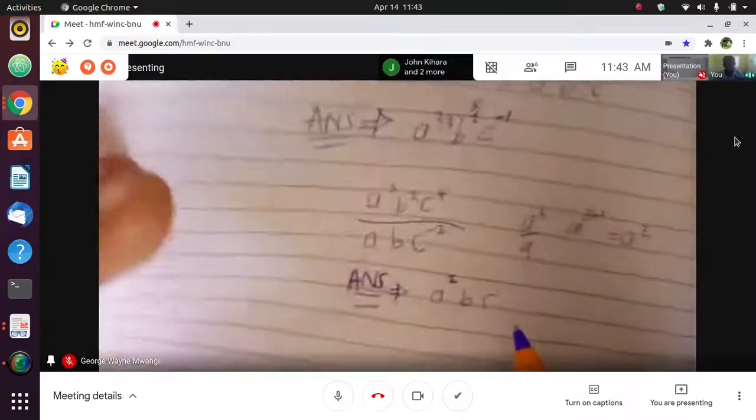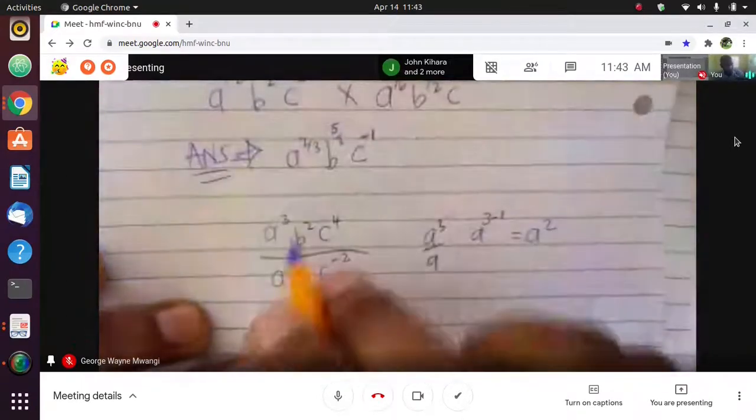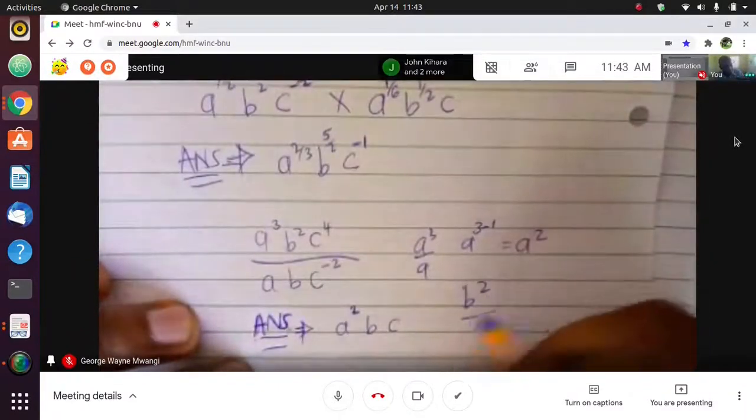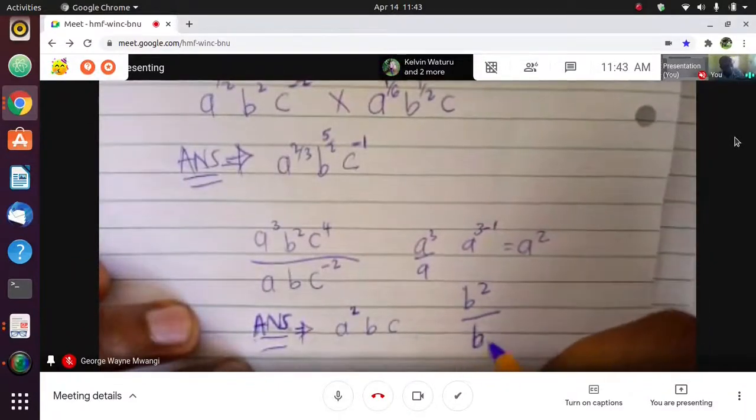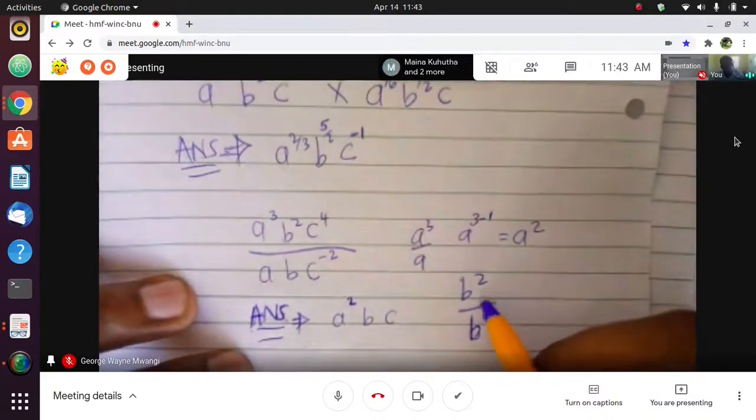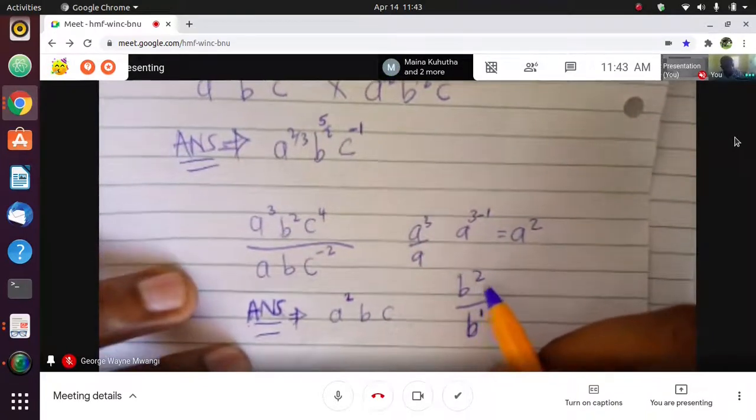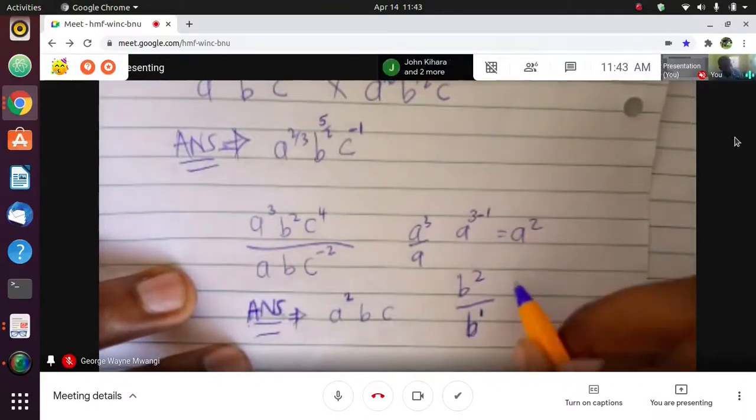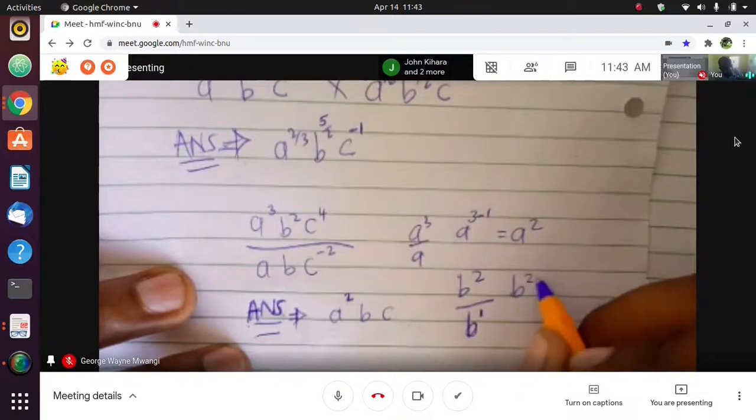So the same as b squared all over b. Remember, this b is b raised to power 1. So when you divide in indices, you are subtracting the power. So b squared divided by b raised to power 1 is the same as b to the power 2 minus 1, which equals b.